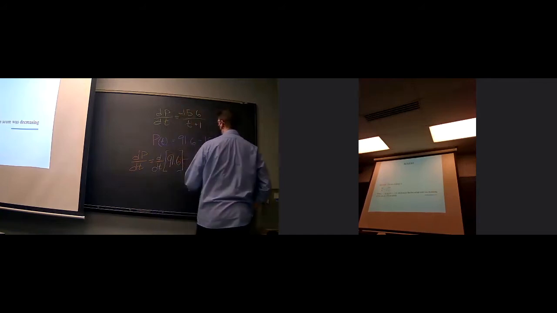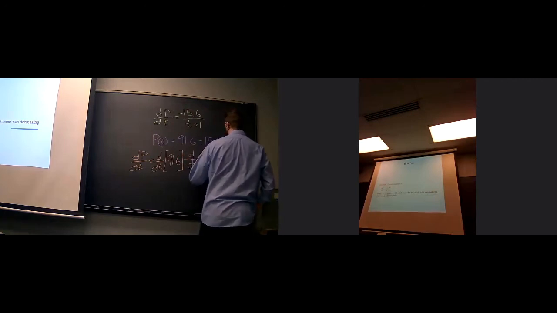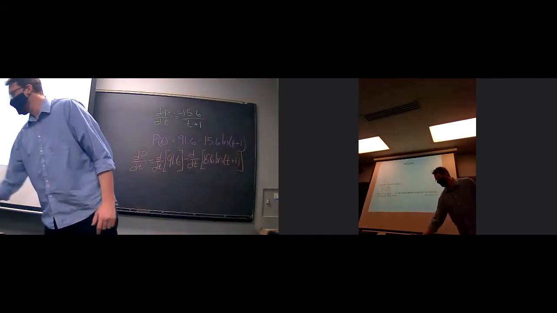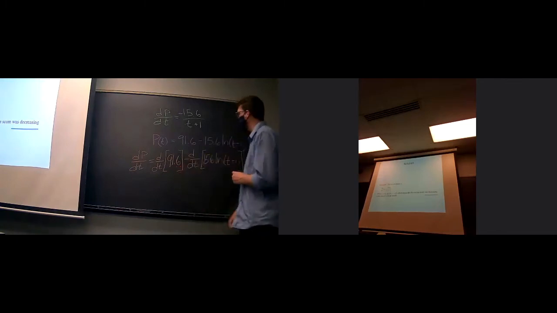So, applying the derivative, dp/dt is equal to d/dt of 1.6 minus d/dt of 5.6 ln of t plus 1. Well, this first thing's going to be 0, right? Derivative of a constant.